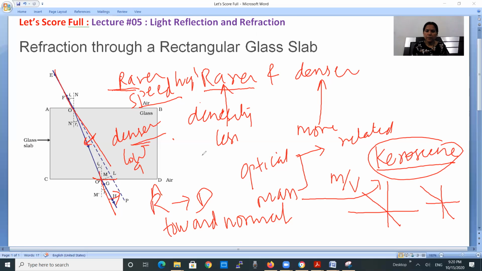This much is clear. And why has the bending happened? Because the speed of light is different in different media. जो लाइट की स्पीड है वो अलग अलग मीडियम में अलग अलग होती है. Where speed is less, it will bend towards the normal, and where speed is more, it will go away from the normal. इतना क्लियर? Okay, so let's see the next topic.